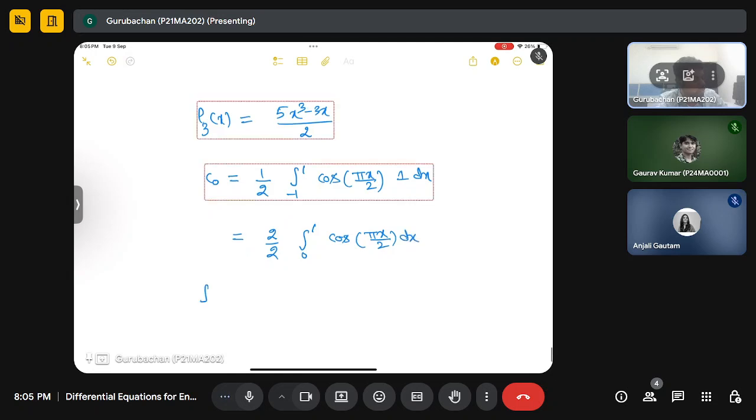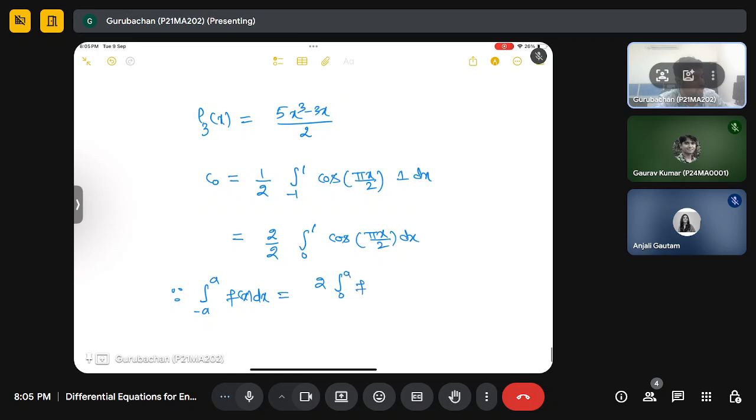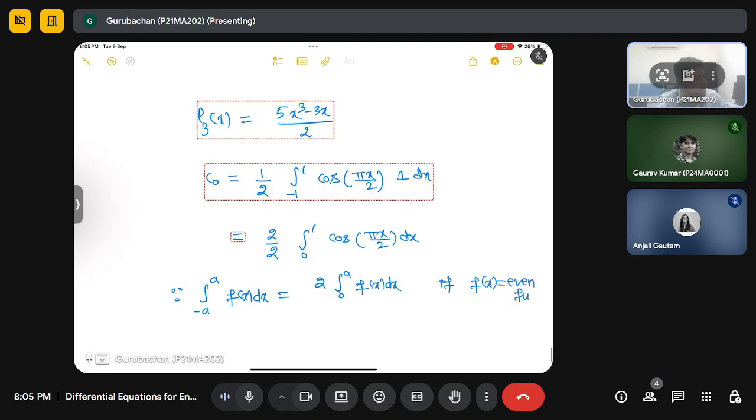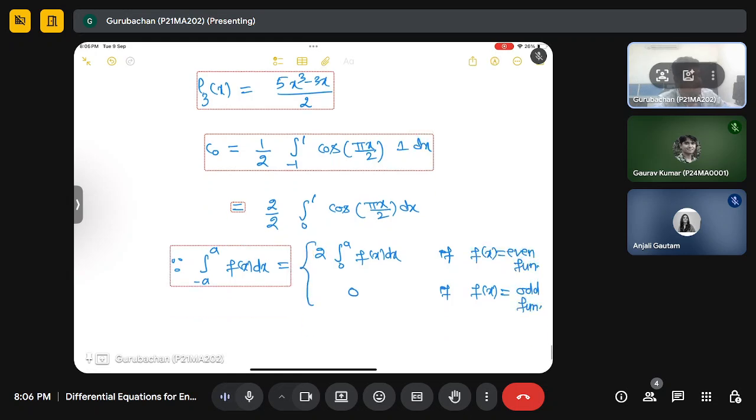So we are using the property that the integral from -a to a of f(x) dx is 2 times the integral from 0 to a of f(x) dx if f(x) is an even function, and it is 0 if f(x) is an odd function. So this is the expression that we are using.